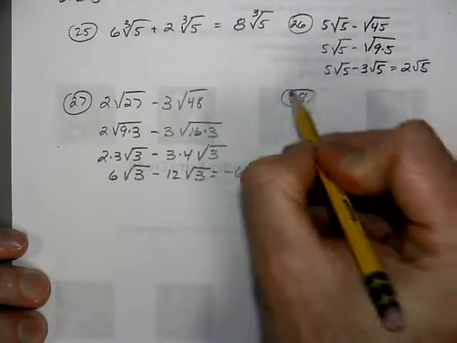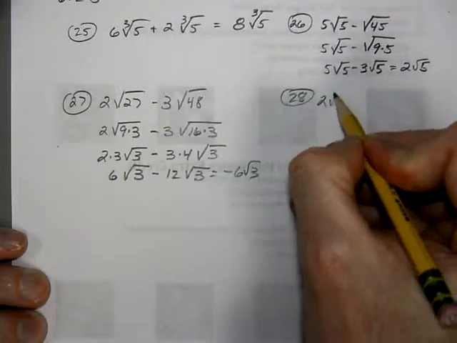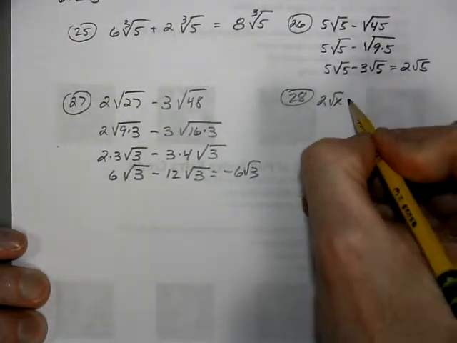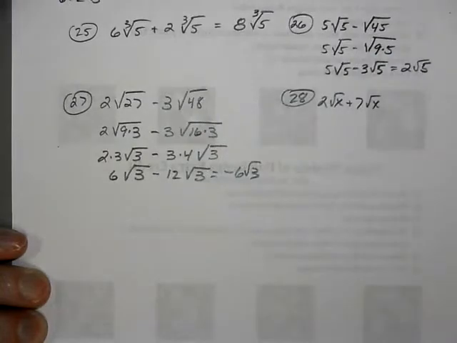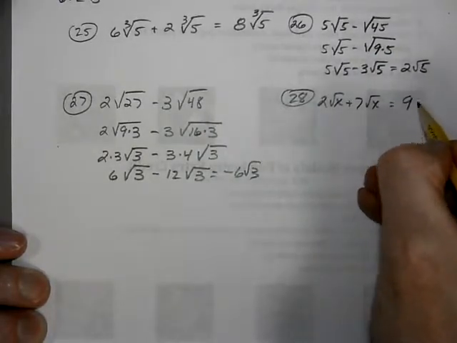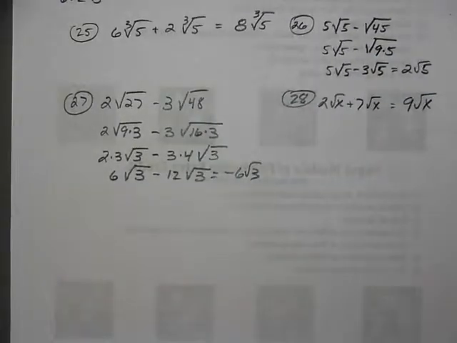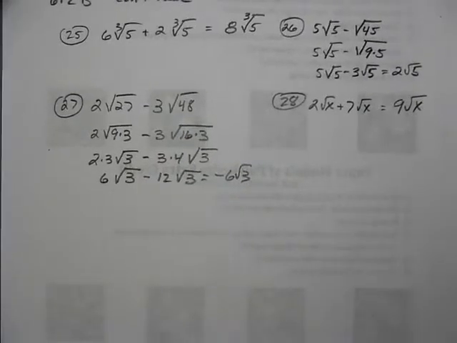Number 28, we've got 2 square root x plus 7 square root x gives us 9 square root x. Because the x is not in a denominator, it's okay to leave it like that.